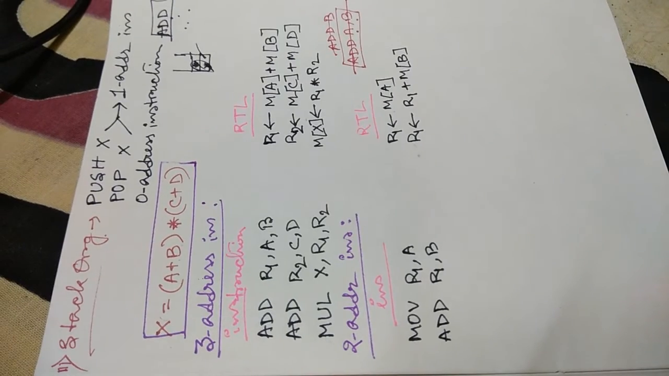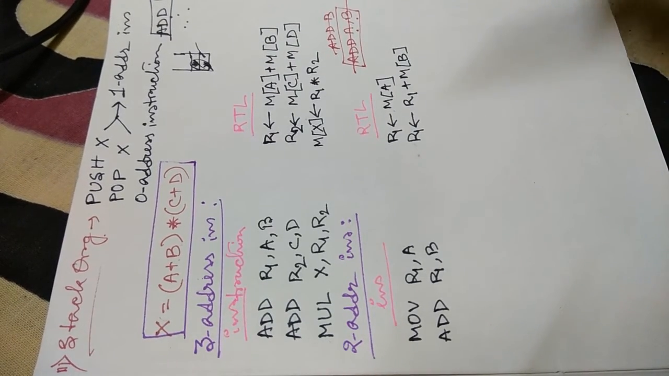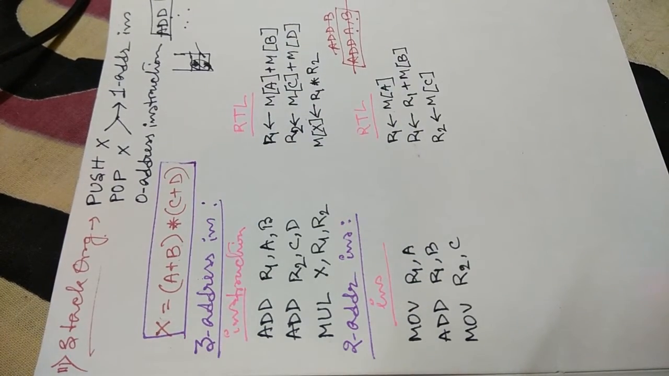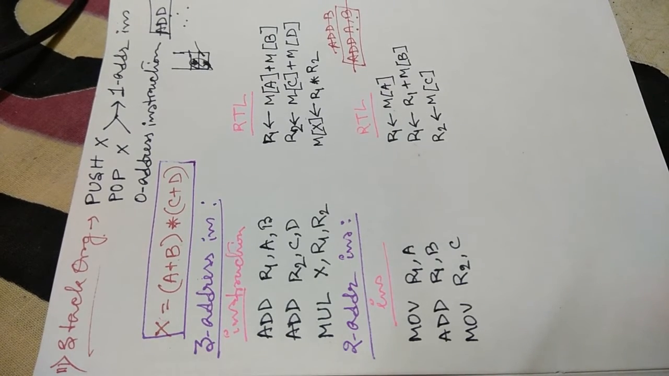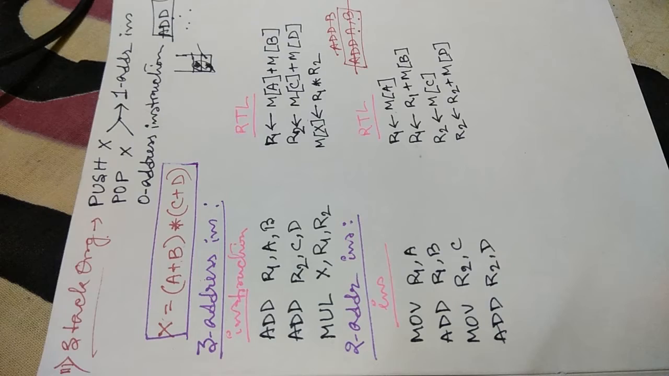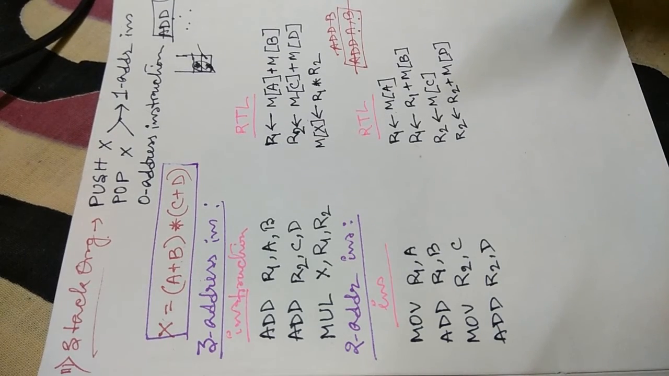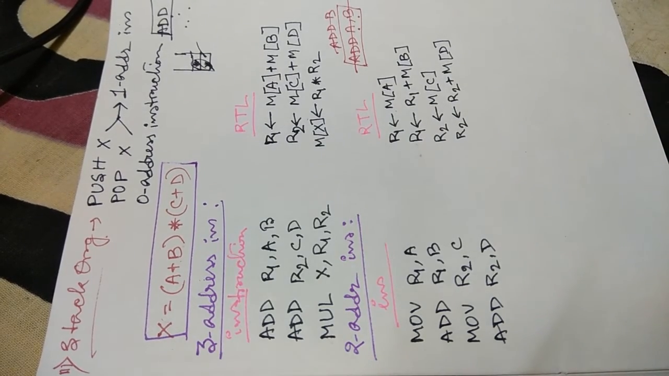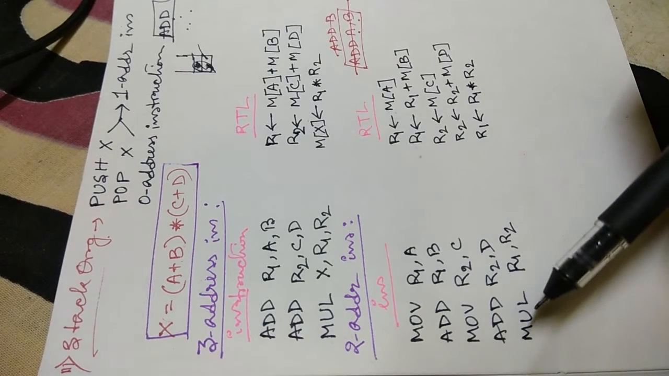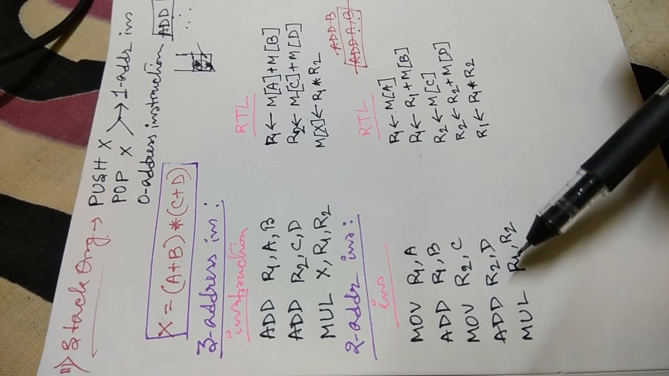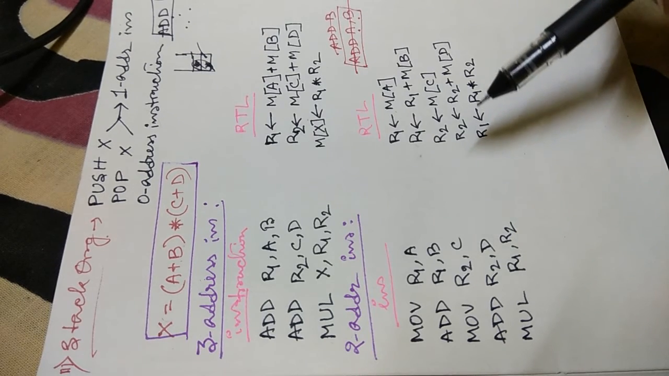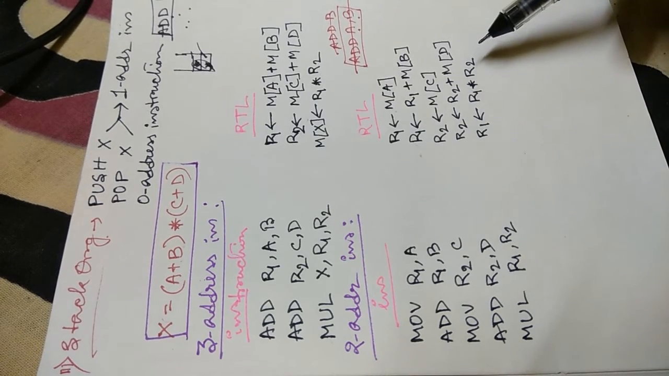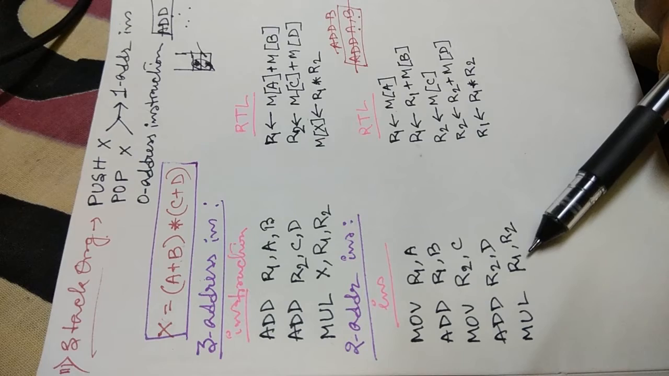Fine. So our next step should be to move C into R2 register, and then add the content of R2 with D. Next step is to multiply them, right? Multiplication between whom? R1 contains A plus B, R2 contains C plus D. So multiply them. If I had written MUL R2 comma R1, then R2 would contain R1 multiplied by R2. This is the source and this is the destination.